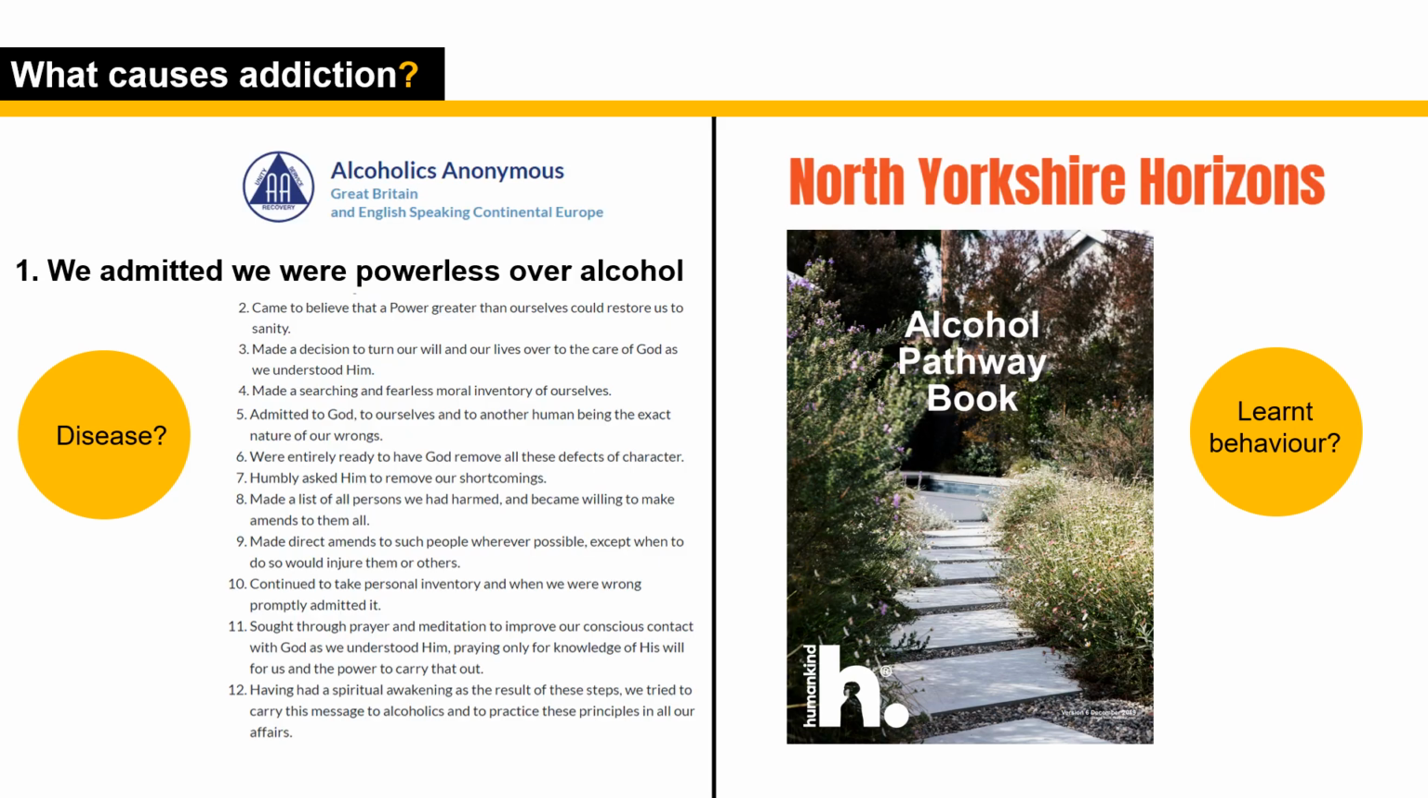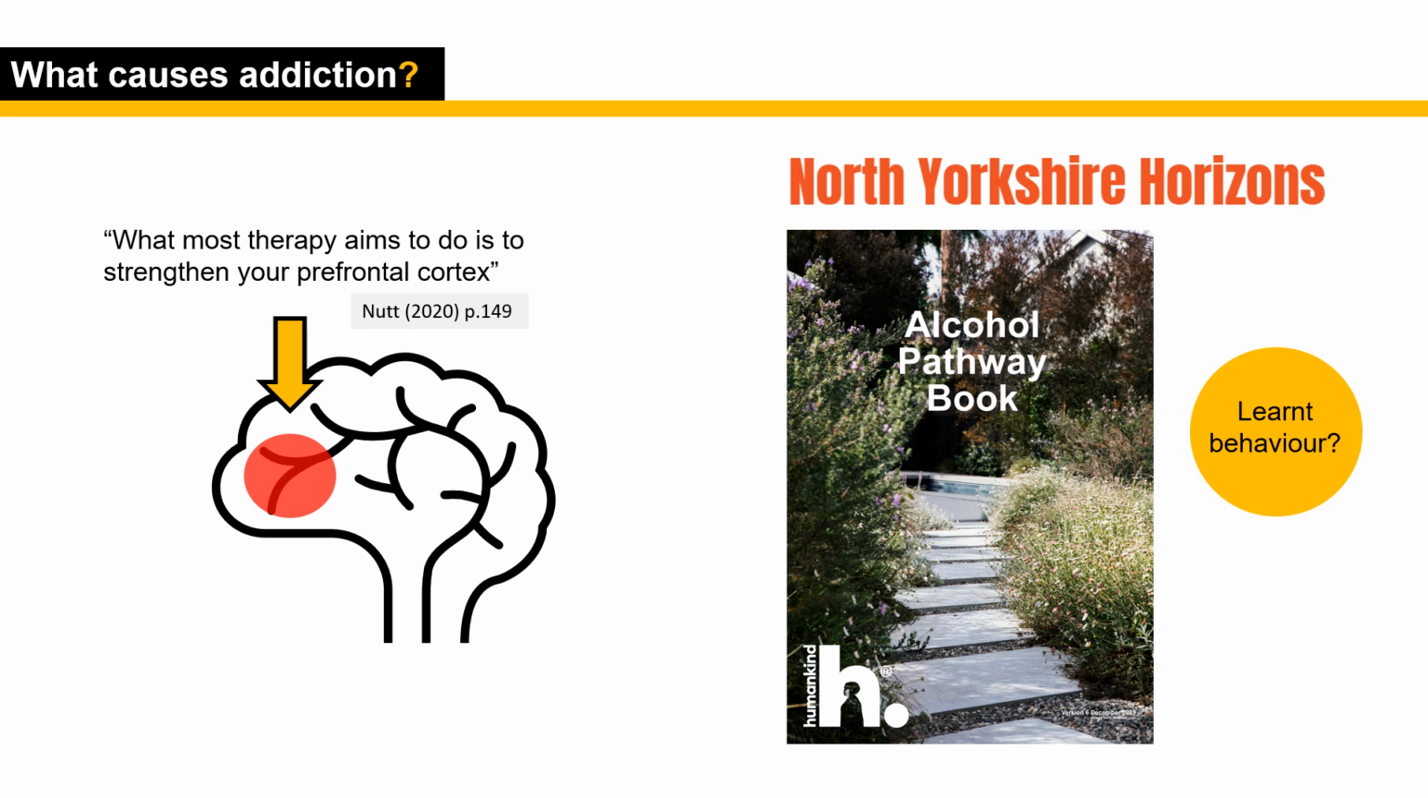Now, what you'll find is the disease model underpins the work of organisations like Alcoholics Anonymous, while the learnt behaviour model underpins the work of organisations like North Yorkshire Horizons. So we would use this intervention here, the Alcohol Pathway Book. It's a CBT-based model to treat addiction. And in doing so, it works on that prefrontal cortex that we've already mentioned.